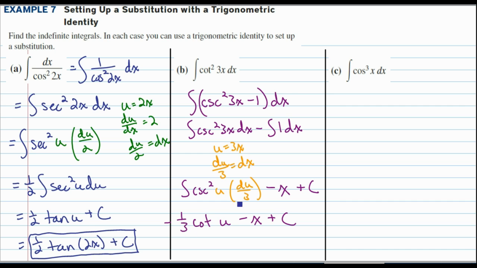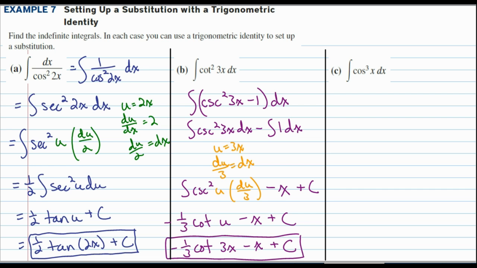So I've got negative 1/3, the 3 was in the denominator, of now cotangent of u minus x and then plus c, but I've got to substitute back in what u is, and that would be 3x. So there's my final antiderivative. Basically, we came up with a trig identity to break this up into two antiderivatives, one that I could use u substitution with, and the other one that I could just do a straight antiderivative.